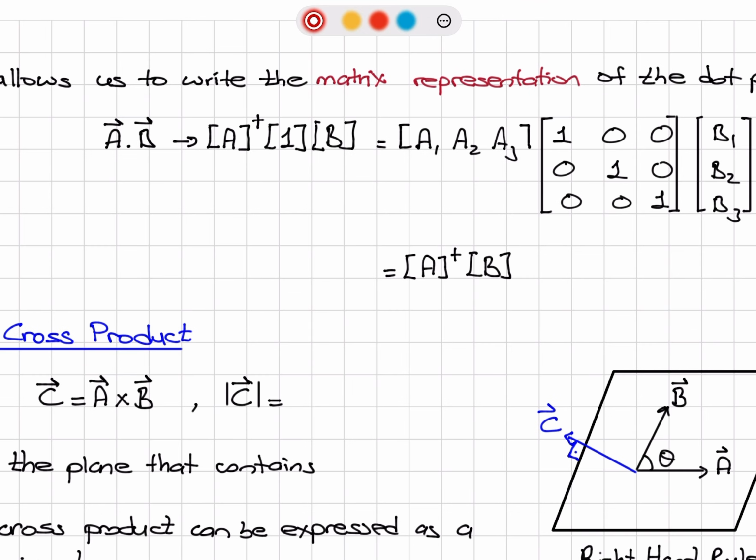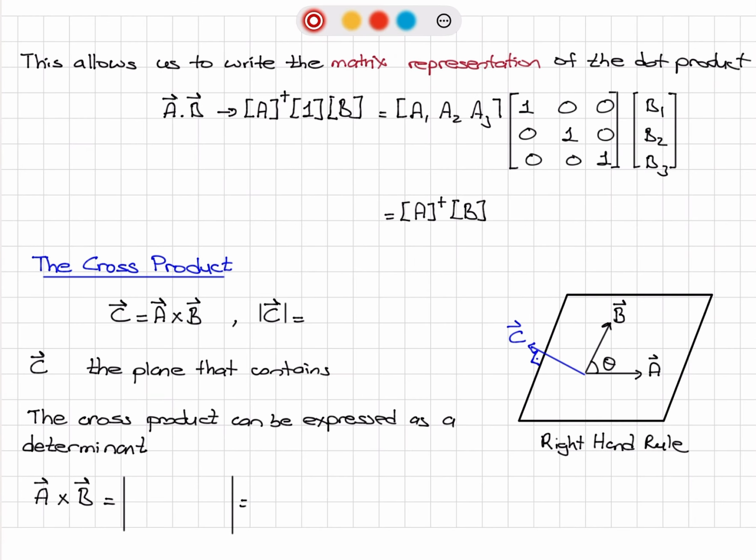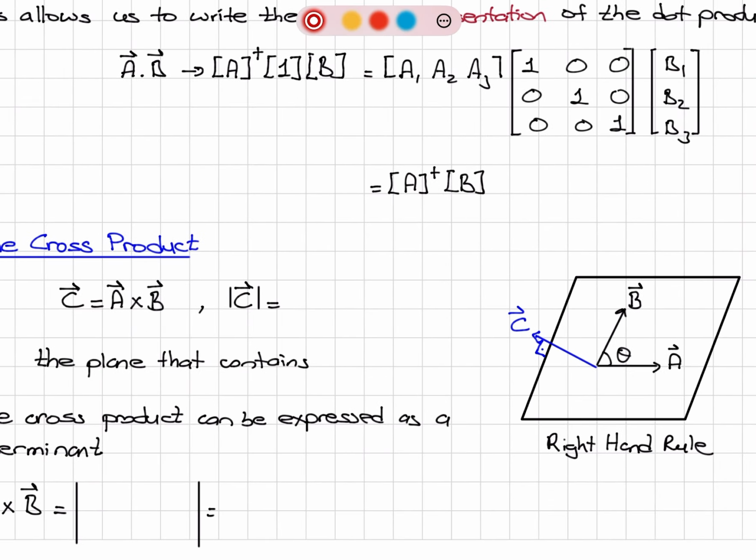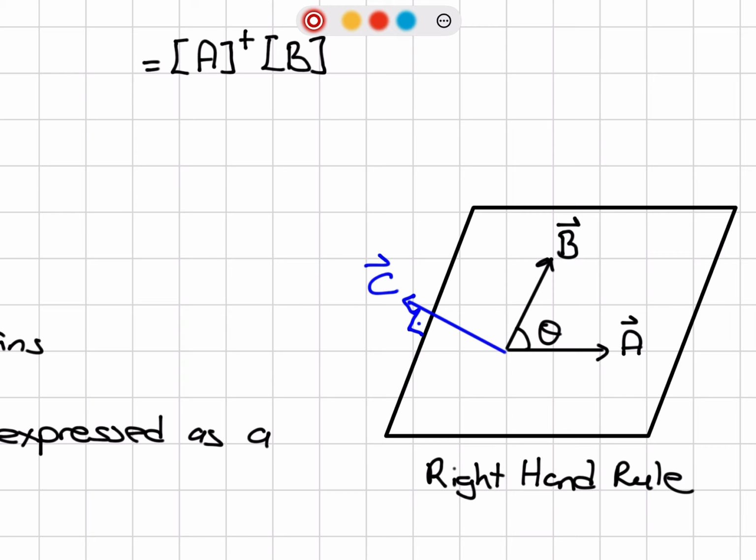Okay, so the dot product is given by the transpose of the matrix representation of the first vector multiplied by the second vector written in the column form. There's another possible product between these two vectors A and B. It's called the cross product. The vector A makes an angle theta with respect to vector B, and vector C is their cross product, which is perpendicular to the plane that has both A and B in them. And the direction of vector C is found by using the right-hand rule.